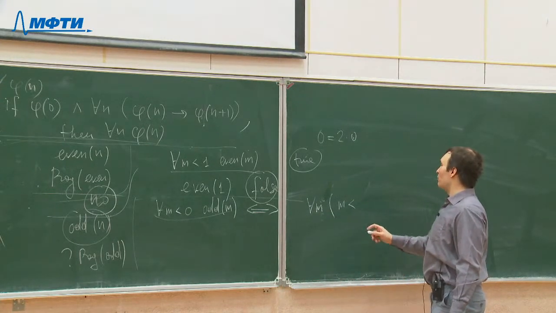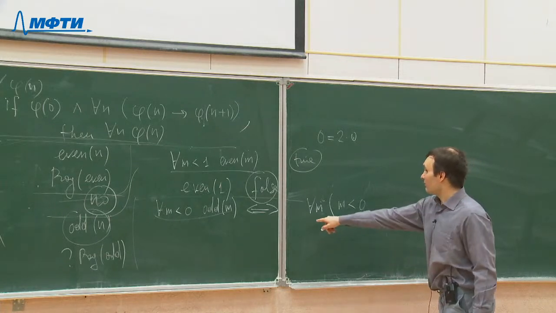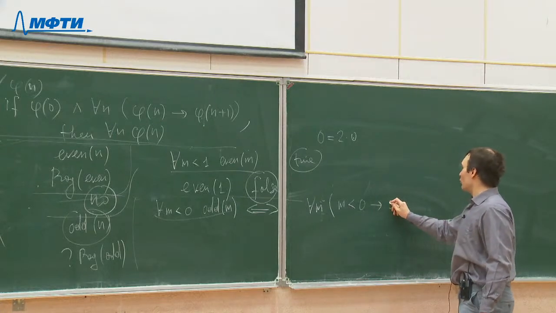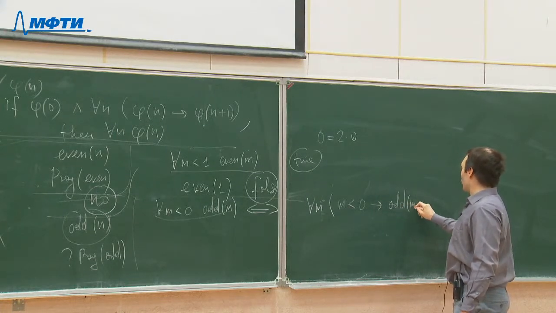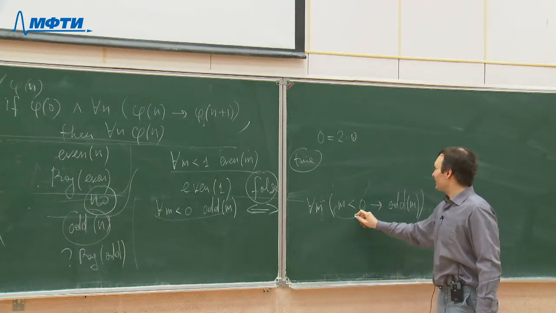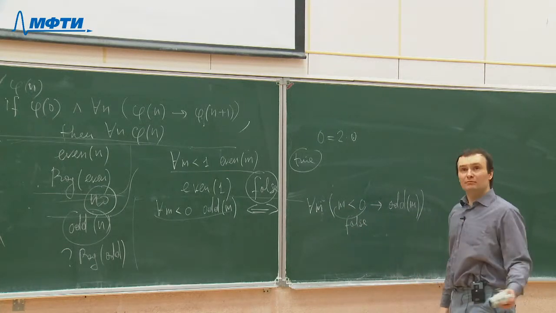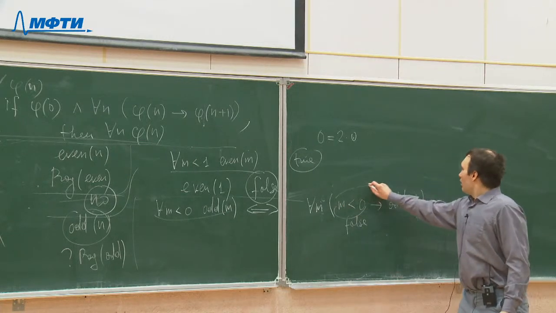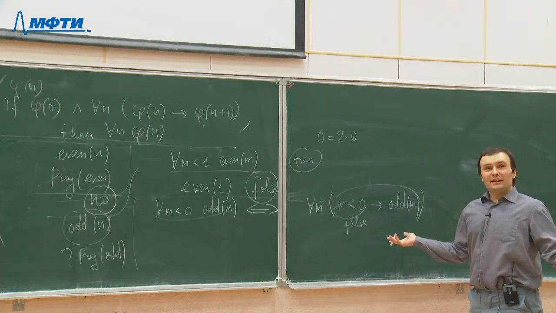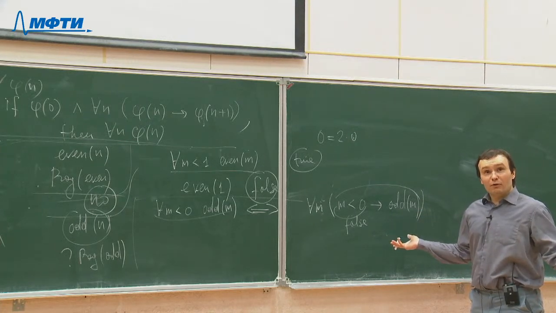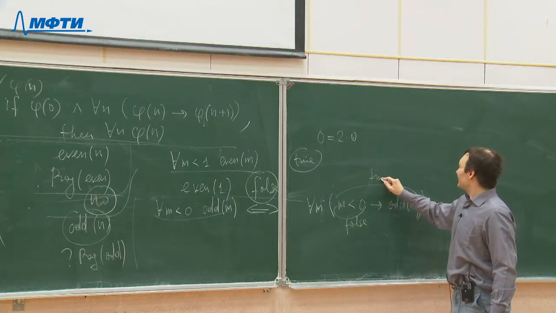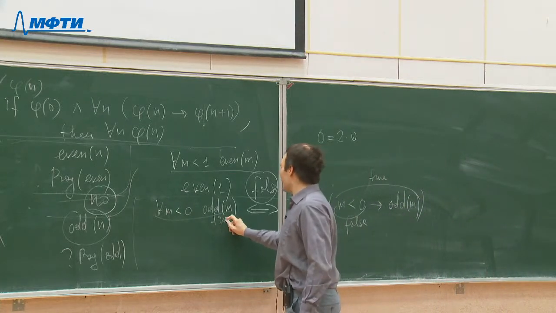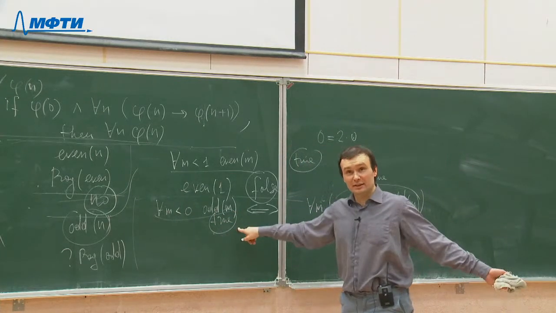For each natural number, if it is less than 0, then it is odd. But this is false. No naturals are less than 0. From falsity it follows everything, so this implication is true. This whole thing is true.